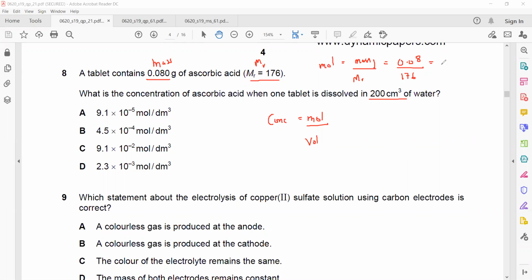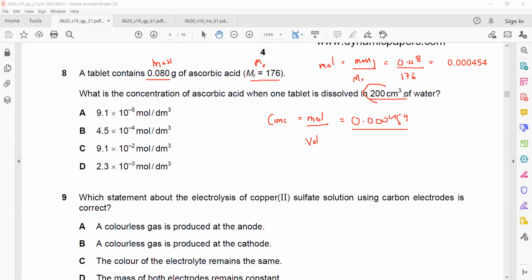0.08 divided by 176. What's the answer for the mole? So that's equal to 4.54 exponent minus 4, or 0.000454. So that's equal to the moles. You can write in exponent or you can write in decimal. Both ways it is right. So the moles is equal to 0.000454. Then what about the volume?